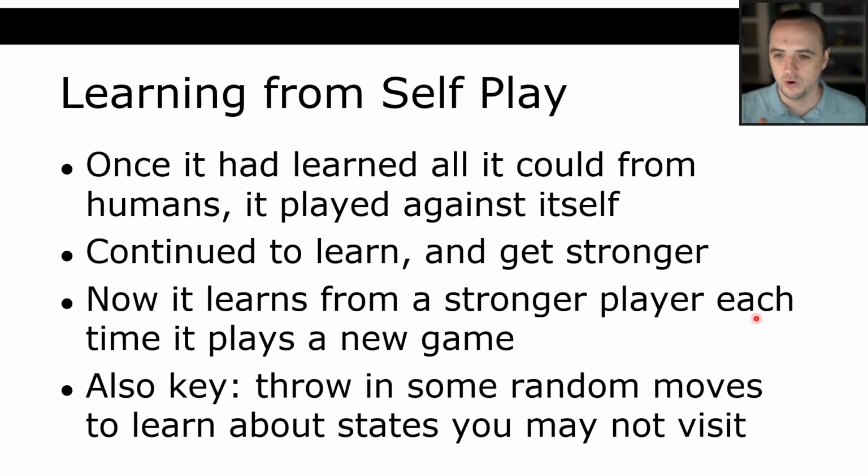Then, once it had learned all that it could from humans, it played against itself, and it continued to learn and get stronger and stronger. And as it gets stronger and plays against itself, it plays against someone who's stronger, and so it just gets stronger and stronger, and that snowballs towards a really good player.